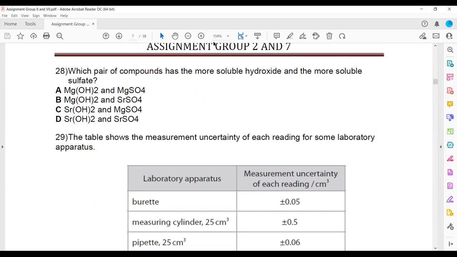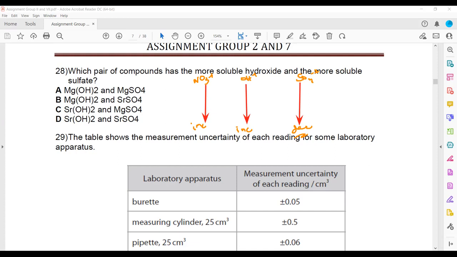Which pair of compounds has a more soluble hydroxide and a more soluble sulfate? Look, the trend in solubility for nitrates and for hydroxides is that solubility increases as we go down, but for sulfates it decreases. If we have nitrate, hydroxide, and sulfates, they become more soluble as we go down the group. For hydroxides also solubility increases, but for sulfates the solubility decreases as we go down the group.